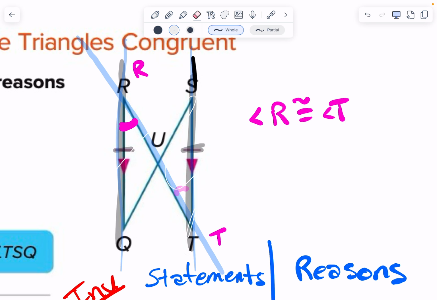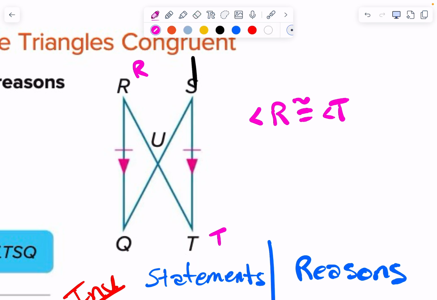You should probably use 3 letters. Can I get away with calling this angle R, and this angle T, and not naming it with 3 letters? If I say angle R, there's no doubt that I'm talking about this angle, right? But what about U? What if I'm talking about U? I do have to name that with 3 letters.